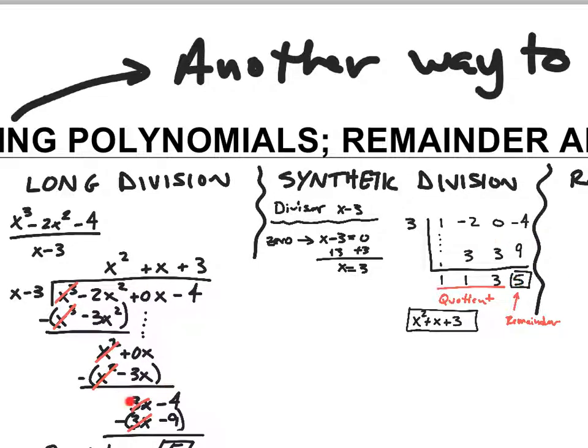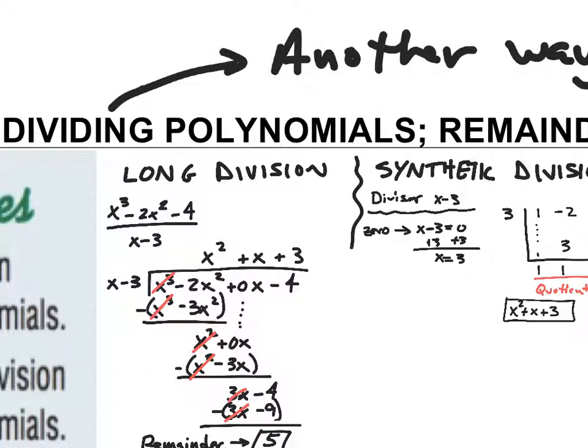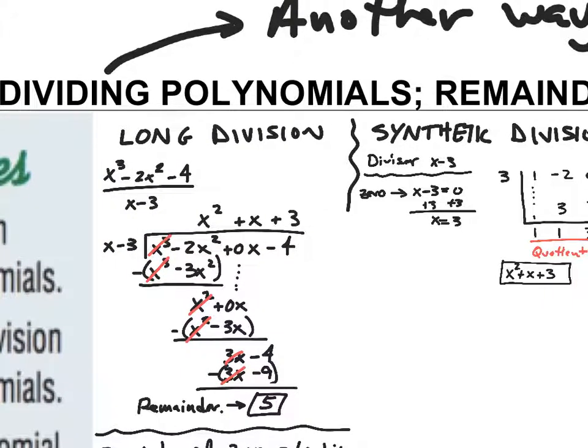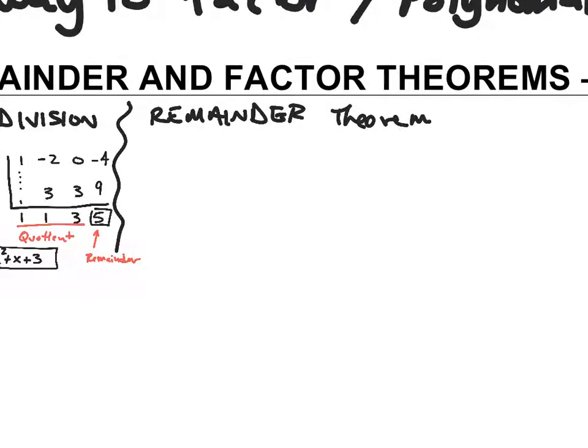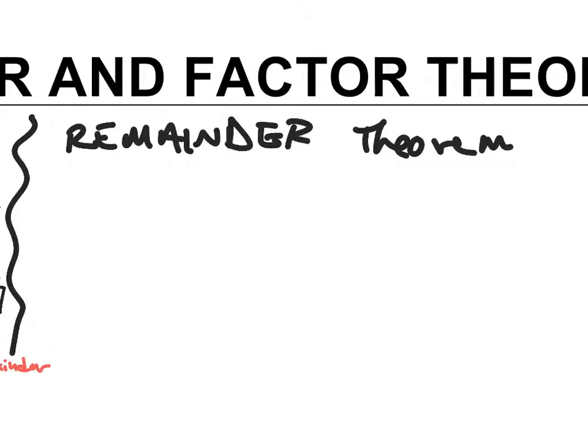We should still know how to do long division because it will come into play, because you may have to divide something that isn't a binomial, something like a quadratic. That's where you would want to use long division. But if you're dividing by binomials, we're going to use synthetic division. It's a lot easier.